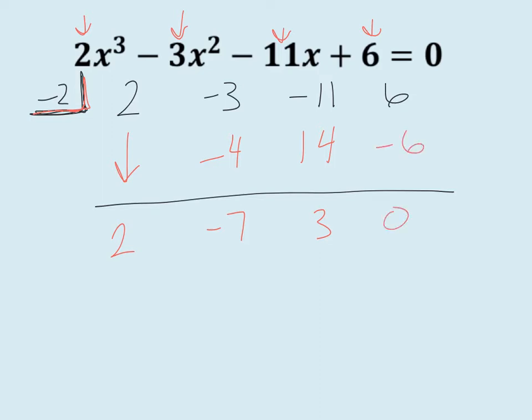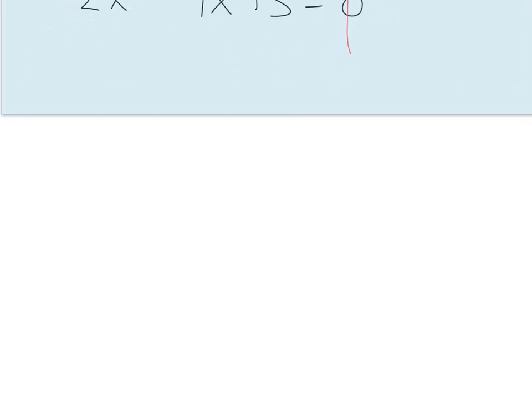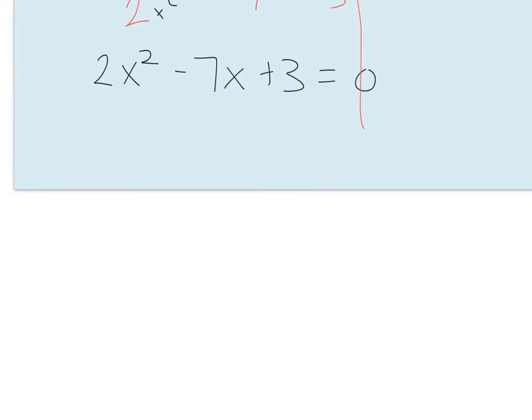If I write this out, this would be 2x squared, because my first number was cubed. So this becomes 2x squared minus 7x plus 3 equals 0. Again, we already know that one of my zeros is at -2. So I'm going to write one of those answers down below. x is equal to -2. Now I have to figure out my other two answers. So now I'm going to factor this. You can either use the guess and check method, or else you can use the trick method.